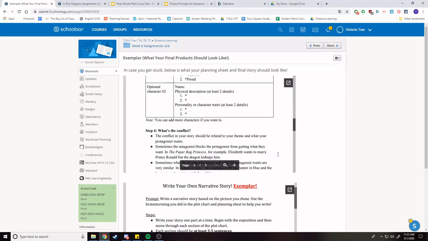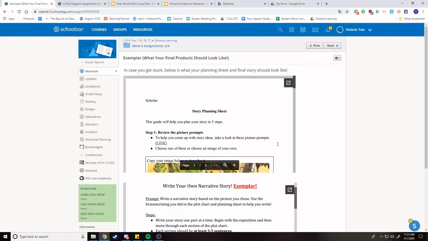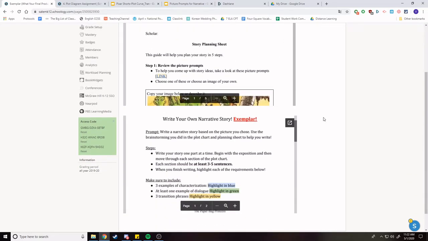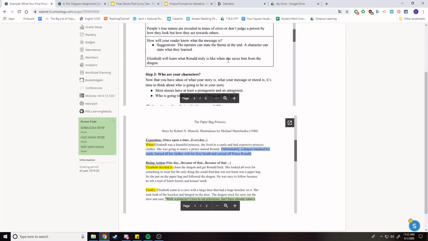So that's an example of what the pre-planning sheet should look like. It is a lot of planning, but it will really help you generate a story in the end so that you're not stuck in any way. And then you have to write your story once you've done the pre-planning sheet.